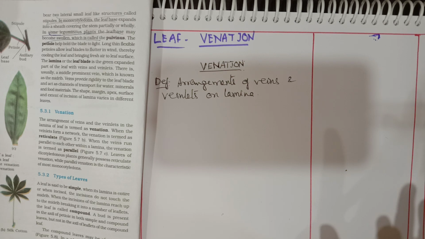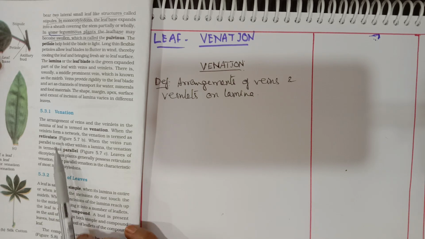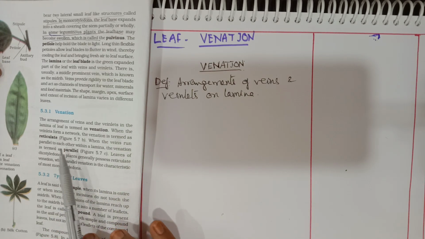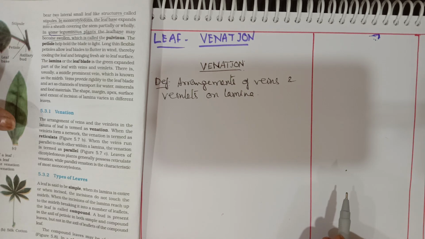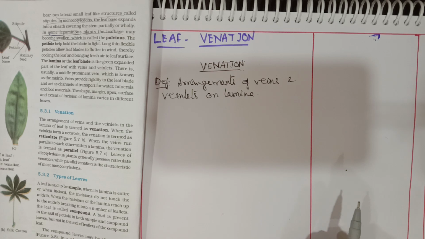I'm continuing with morphology. Today's session we have to discuss venation, types of leaves, and phyllotaxy. I wanted to change the method slightly so that it will be convenient to many of you. I'm going to show you the statements in the textbook and, accordingly, we will discuss the topic so that you will not have any doubt when you are reading the textbook. Let us see how we can do it, and I hope this will definitely help you.